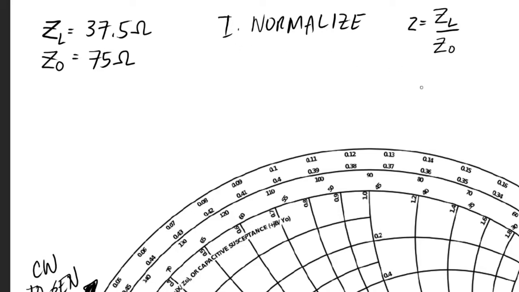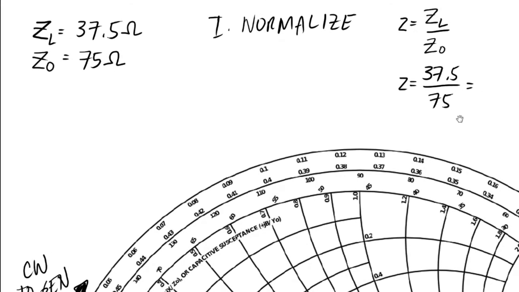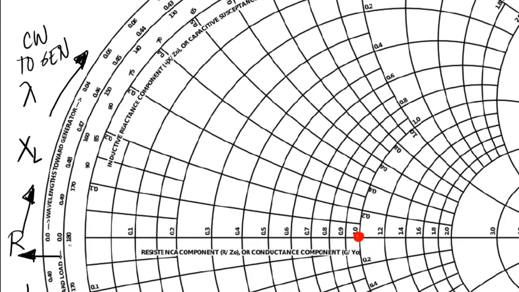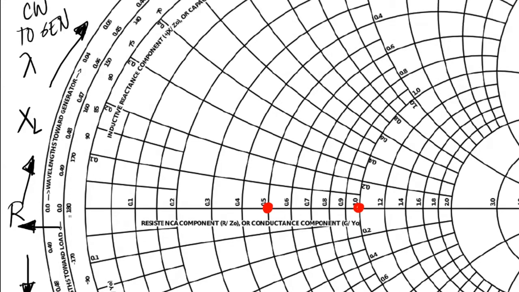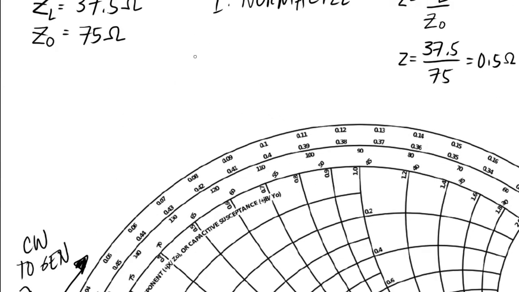So with that, the Z that we will plot on the Smith chart is 37.5 over 75. This should give us 0.5 ohms. We are not yet at the reactive components, so we plot along the horizontal. 0.5, so we write 0.5. Here is the 0.5 on our horizontal. Okay. So, yeah, we have actually finished step 2, which is plot.